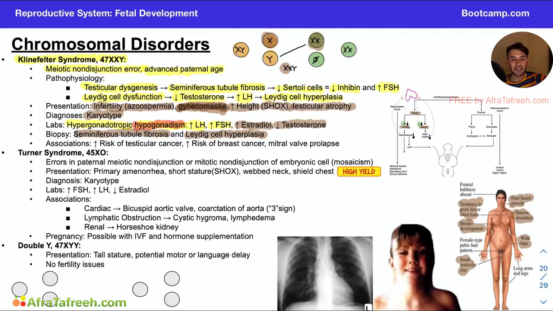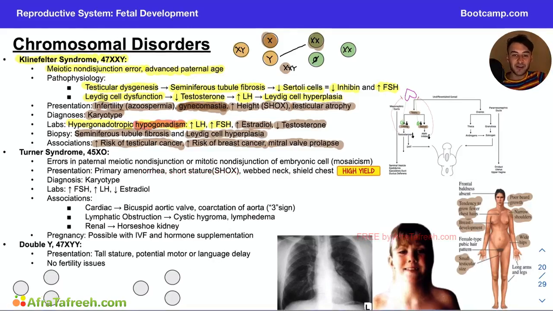Some important associations to know about Klinefelter syndrome are an increased risk of testicular cancer, as well as an increased risk of breast cancer. And this is due to the imbalance of testosterone and estrogen in the male body. These patients can also get mitral valve prolapse. I like to remember this because they have that tall, really lengthy structure, and to me, that's going to also occur in their heart, and they're going to get a prolapsing mitral valve.